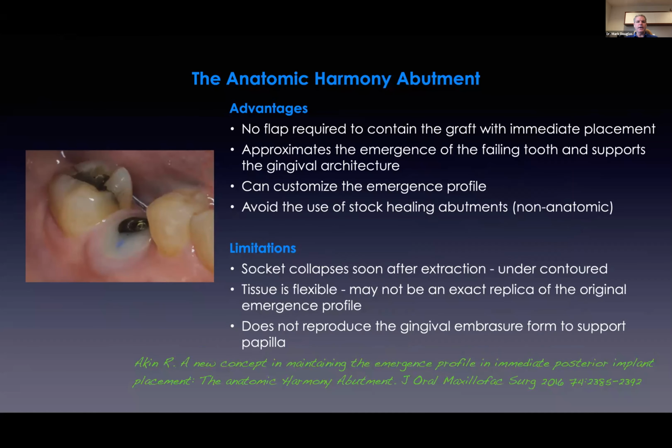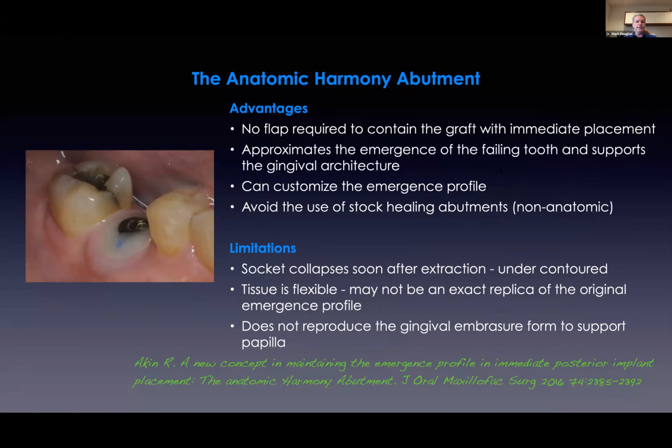So the advantages of the anatomic harmony abutment: no flap is required to contain the graft with immediate placement. It approximates the emergence of the failing tooth and supports the gingival architecture. The operator can customize the emergence profile, and you avoid the use of stock healing abutments, which are non-anatomic.